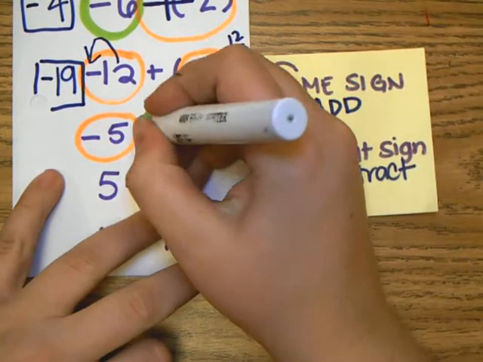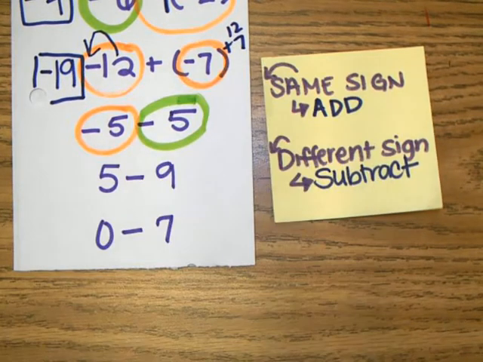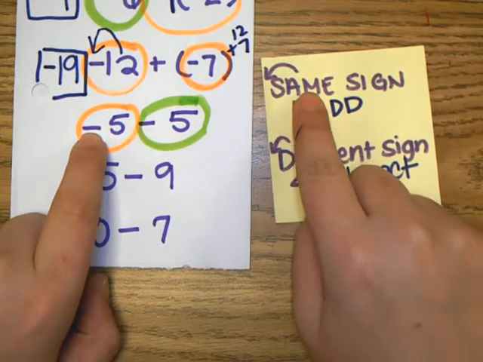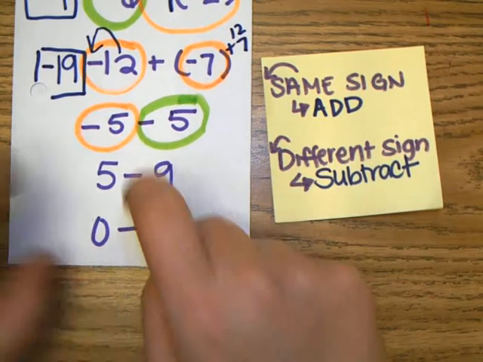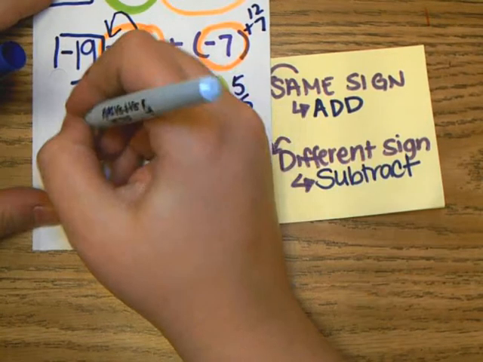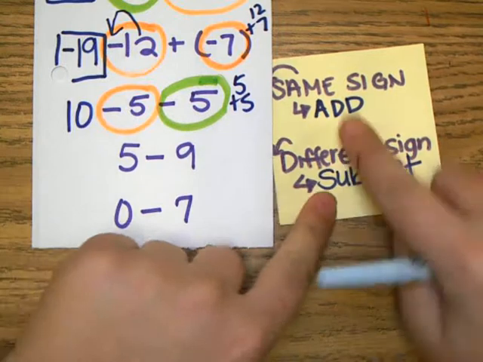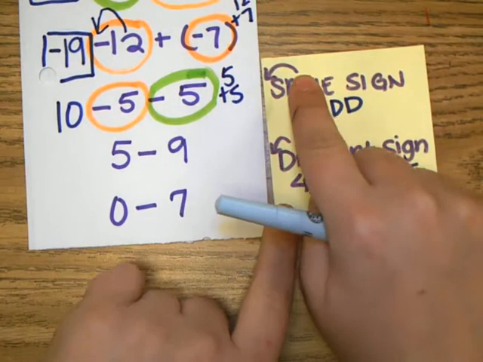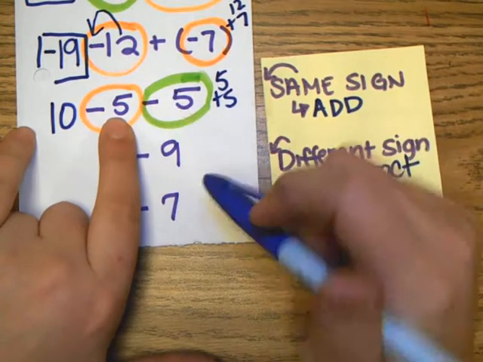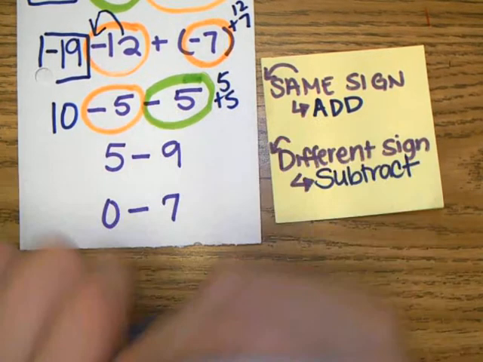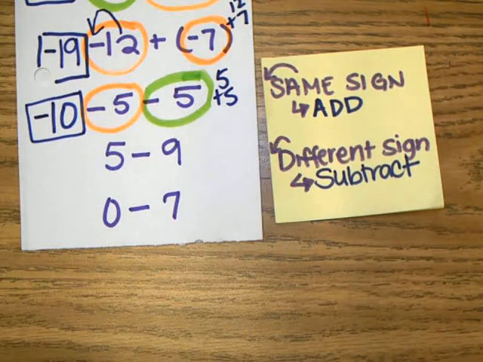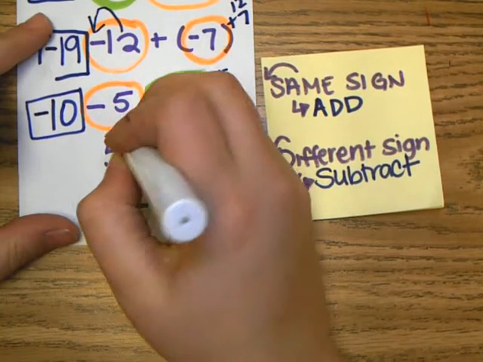Okay, take a look at the next one here. This is a negative 5, and this is a negative 5. What's in front of it is the same, so we add. They both have negatives in front, so we're going to add. 5 plus 5 is 10. Then after you add, or you could do it before, you're going to look in front of the larger number. Well, they're both 5s, so it doesn't matter which one you look at in front of, because what's in front of it is a negative symbol.